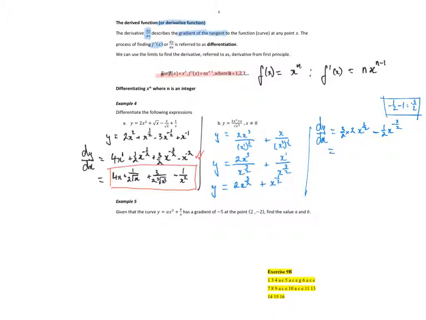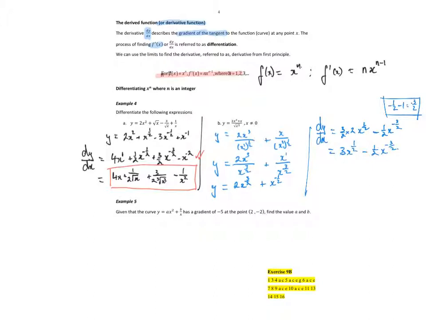So 2 times 3 is 6, divided by 2 is 3. So we'll just write it as 3x to the half minus 1 half x to the minus 3 on 2. We'll just leave it as that. All right? So just step at a time. A little application of it.